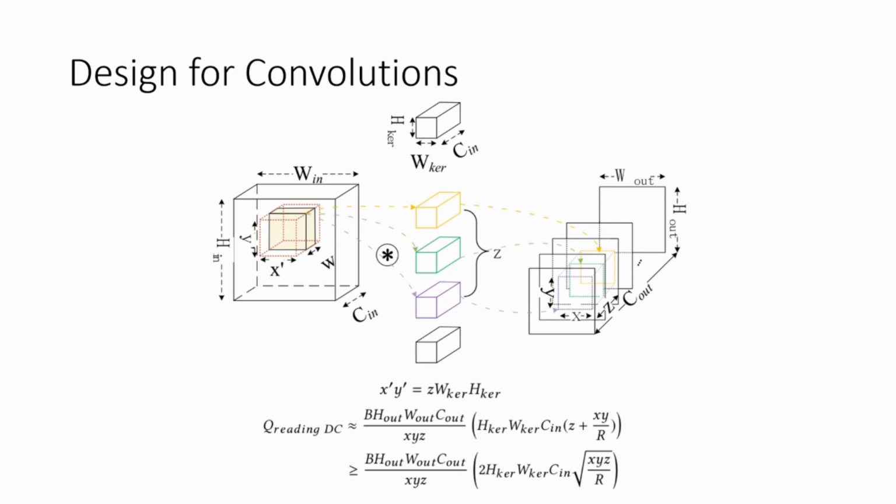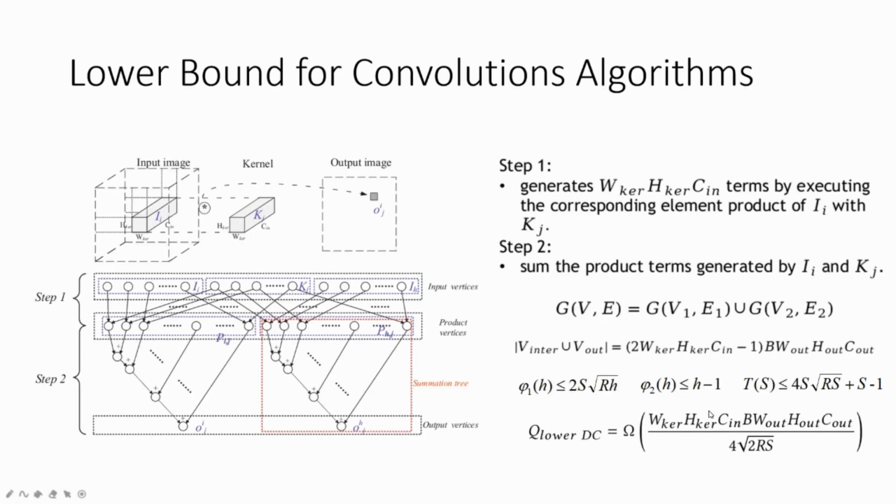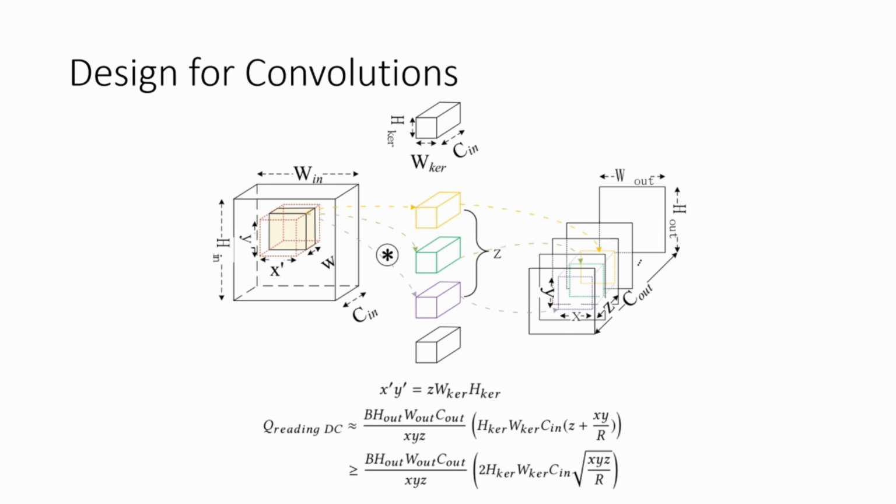And this is the lower bound we get. With the lower bound for the convolution algorithm, we can decide how to schedule the data block to make full use of the in-memory data. In this case, when x prime y prime is equal to W tilde H tilde, data movement can get close to the lower bound.